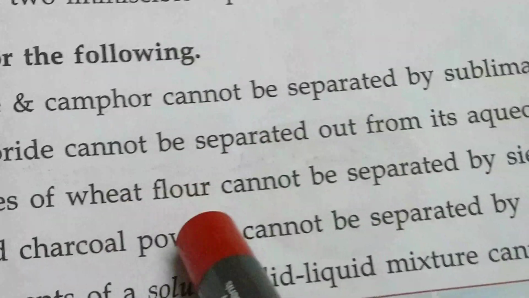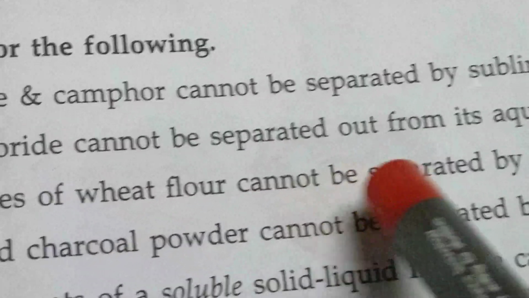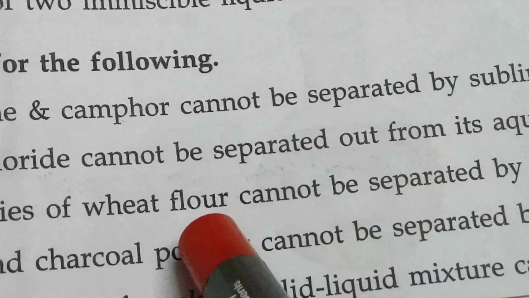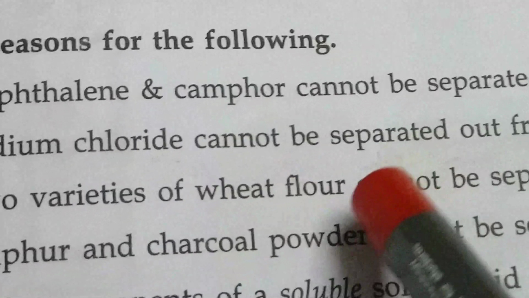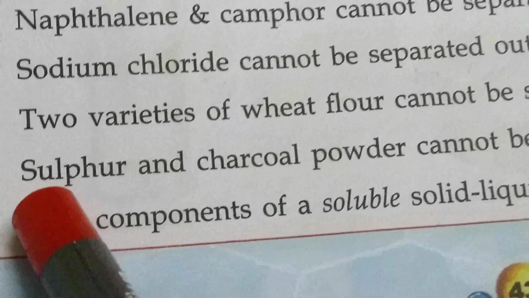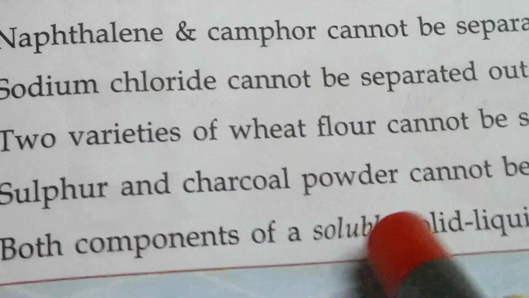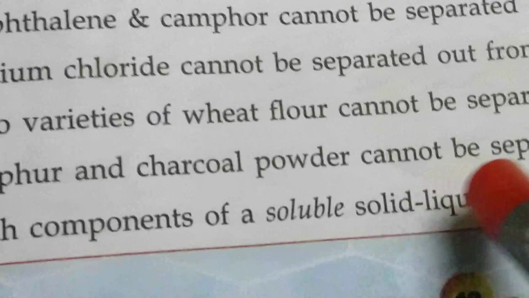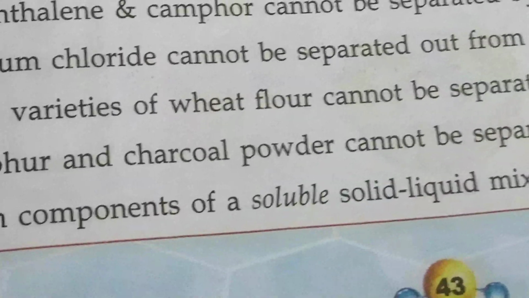Two varieties of wheat flour cannot be separated by sieving because actually in case of sieving process, particles may differ from different size, मतलब पार्टिकल्स या कंपोनेंट्स को डिफरेंट साइज का होना चाहिए. But in case of two varieties of wheat flour may be same size, that's why it is not possible to separate by sieving. Sulfur and charcoal powder cannot be separated by magnetic separation because both sulfur and charcoal powder are not magnetic components. That's why not possible to separate sulfur and charcoal by magnetic separation process.